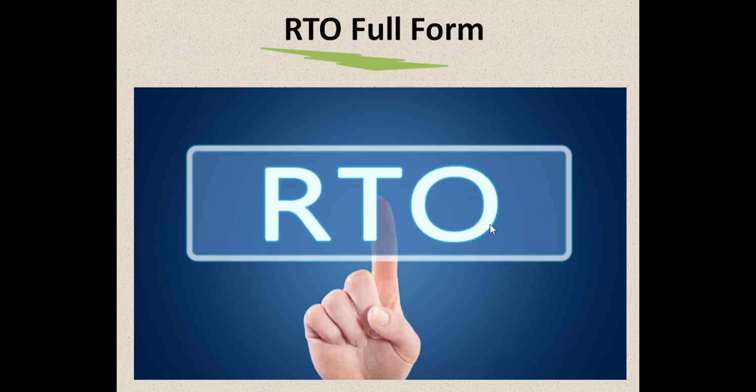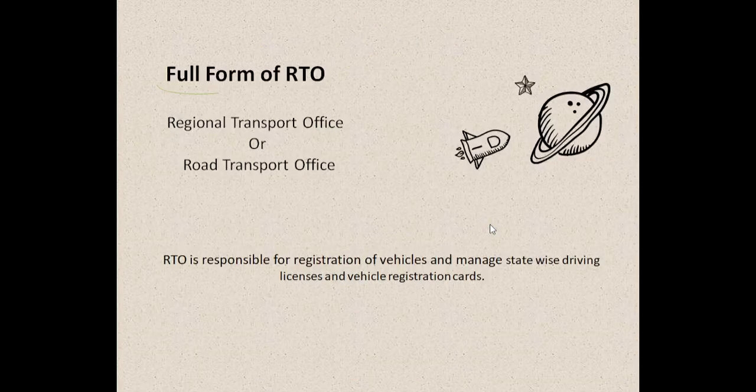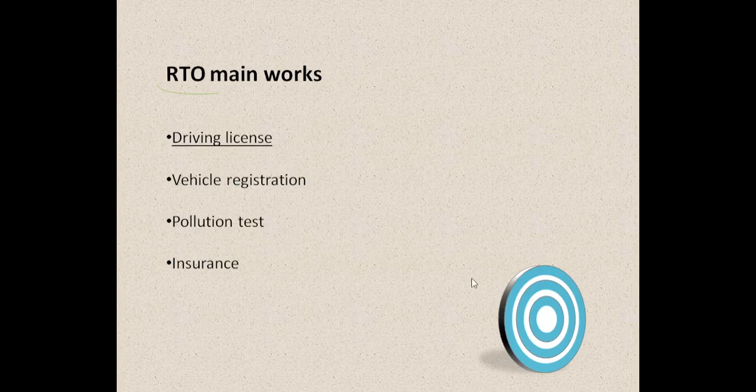In this video, we will talk about RTO full form. What is the full form of RTO? It is Regional Transport Office or Road Transport Office. RTO is responsible for registration of vehicles and manages state-wise driving licenses and vehicle registration cards. RTO's main works are driving license, vehicle registration, pollution test, and insurance.